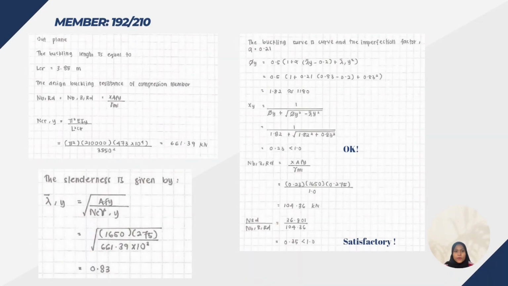For out of plane, the buckling length is 3.85 meter. The value of NCRY is 661.39 kN. The slenderness is 0.83. After calculation, we got the value of XY is 0.23, which is less than 1, and it is okay. The value of NBZRD is 104.36 kN. NED over NBZRD is 0.35, which is less than 1, and it is satisfactory.